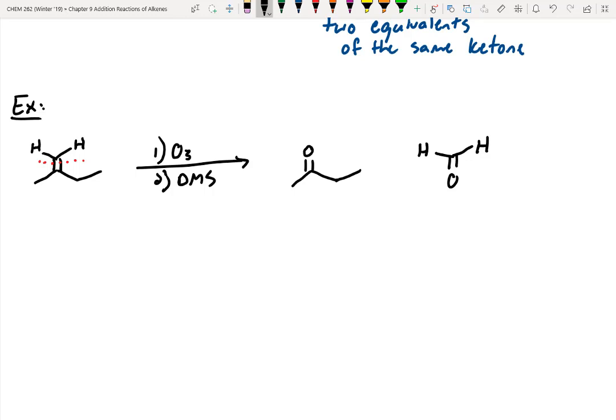Yeah, that's a good question. When you do the reduction step, meaning step 2, it's lost in that step, usually as water. Yep. What if there are multiple double bonds? Yeah, if you have multiple double bonds, you can cleave every single one of them. Let's try that.